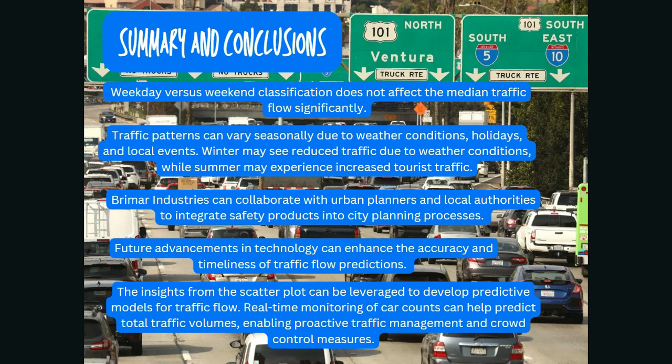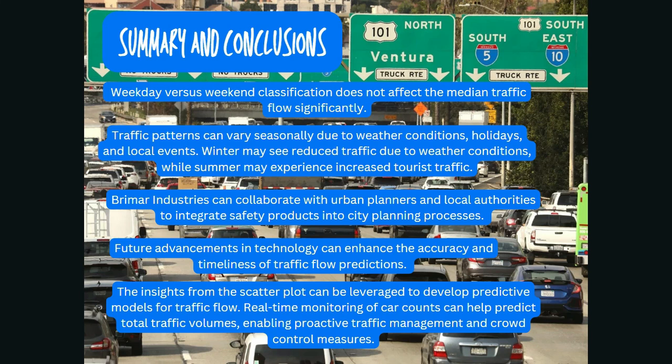They could also optimize infrastructure, meaning urban planners can use traffic data to optimize road layouts, signal timings, and pedestrian pathways. And this integration ensures that safety products such as barriers and reflective markers are strategically placed to enhance traffic safety and efficiency.